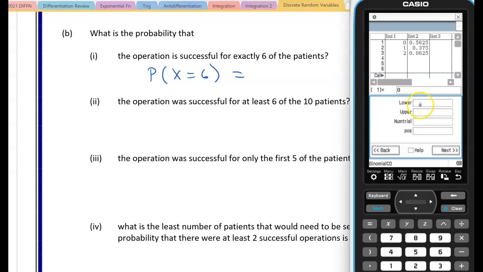So start with lower bound is 6, upper bound is 6, so they're both the same. Number of trials was 10 patients, and the probability of success was 0.8. So if we set that up, we should get 0.08808.